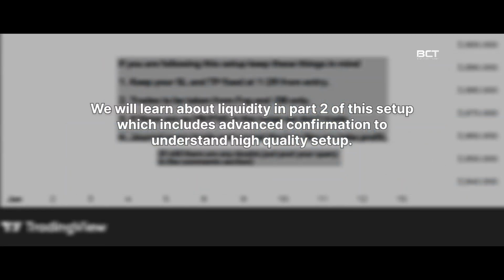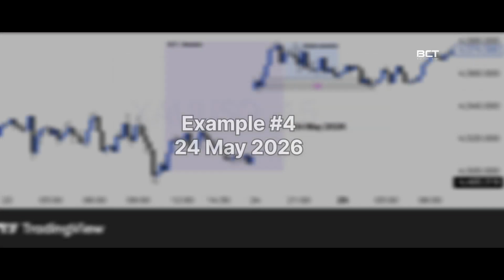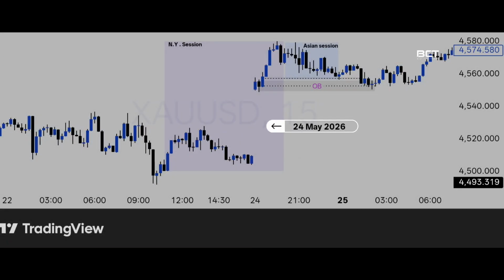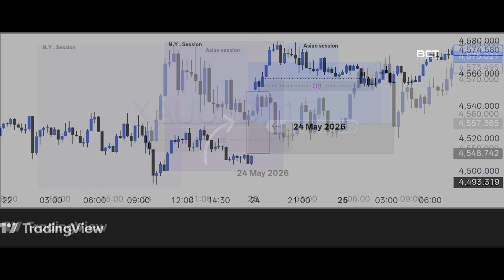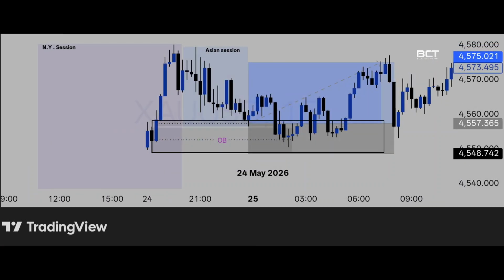Interestingly, this loss could have been avoided by applying an additional layer of confirmation. We will cover that in part 2 of this setup, where liquidity is used as an extra filter to improve trade selection. Example number 4. This trade example is of May 24, 2026. As you can see, the price has opened on May 24 with a big gap up. When we zoom into the chart, we can clearly see these untouched order block and fair value gap. We will plan our entry from fair value gap, and this trade resulted in a 2R gain.